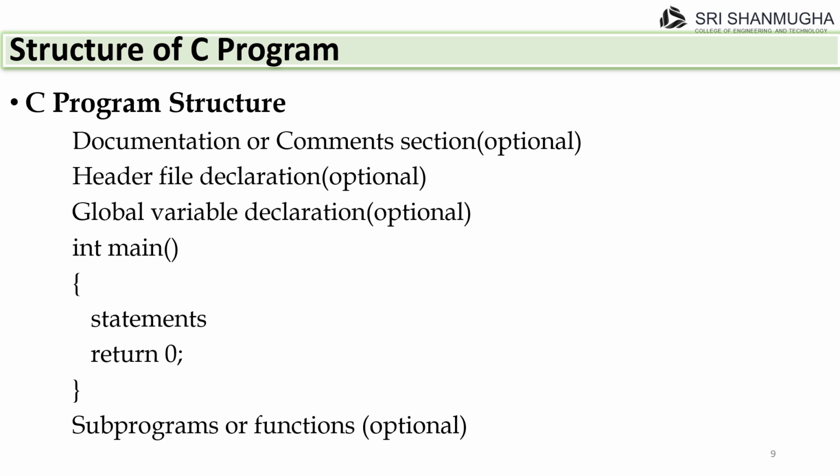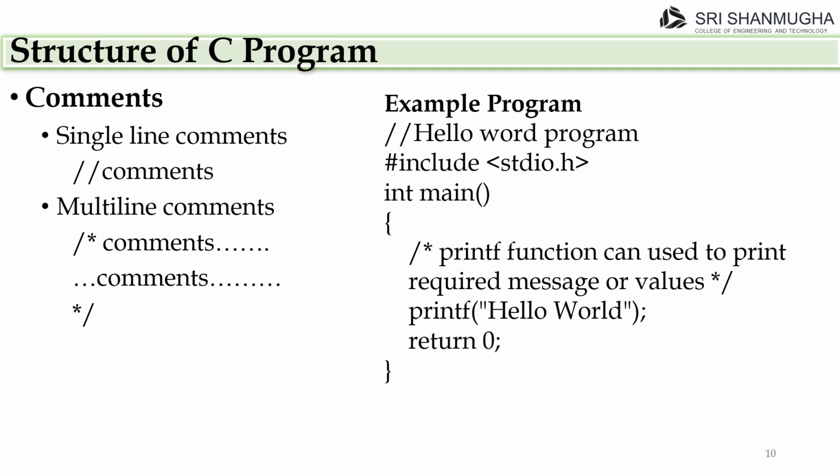Last are subprograms or functions. It is also optional, because when you are writing a program, if you want to write any subprograms related to that program, or you are going to create some user-defined functions, you have to use this section. Otherwise, it is also an optional section. So this is the first one, that is, the comment section.